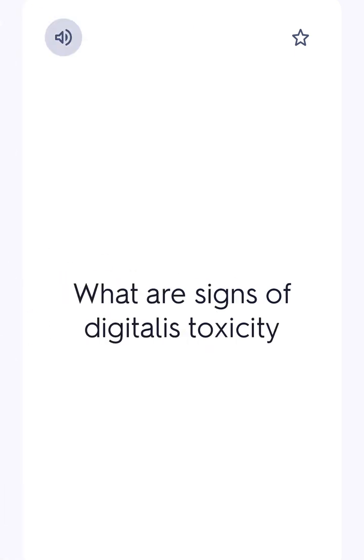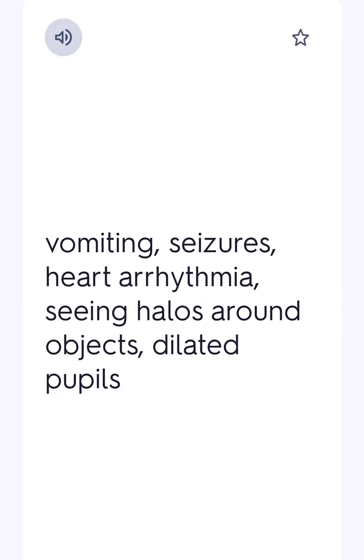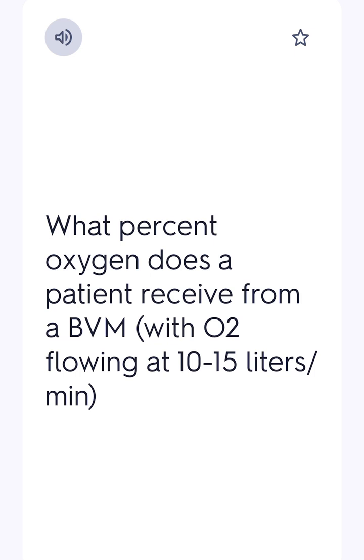What are signs of digitalis toxicity? Vomiting, seizures, heart arrhythmia, seeing halos around objects, dilated pupils. What % oxygen does a patient receive from a BVM? 90 to 100%.